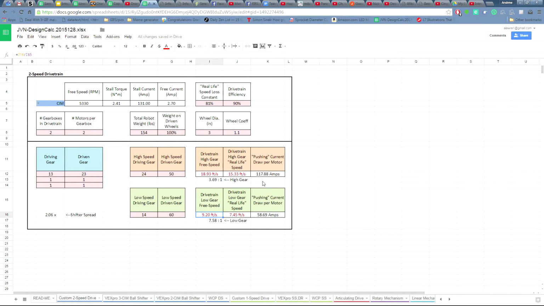Pushing current draw per motor, 58.69 amps. Not preferable, but can work with it. We'll go over that later on. The only important thing here that I haven't mentioned yet is the ratio, where it says 3.69 to 1 is high gear and 7.58 to 1 is low gear. That's just the ratio of all your reductions, your 13 over 23 and your 24 over 50. That's going to be 3.69, and the same with 13 over 23 and 14 over 60. That's going to be 7.58 to 1. So that's your custom 2-speed drive tab.